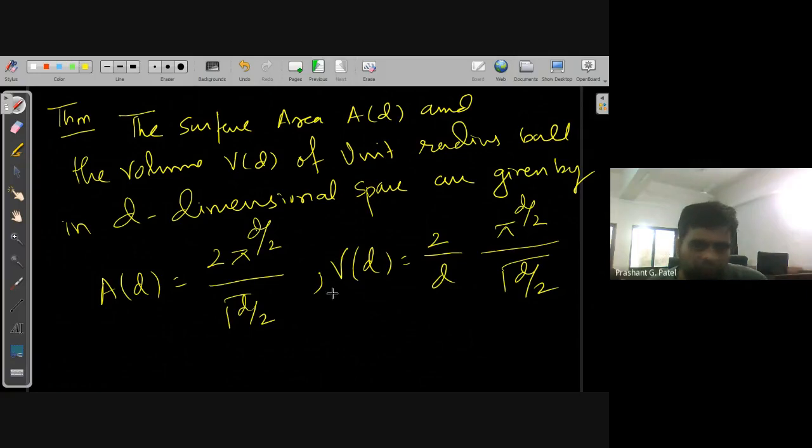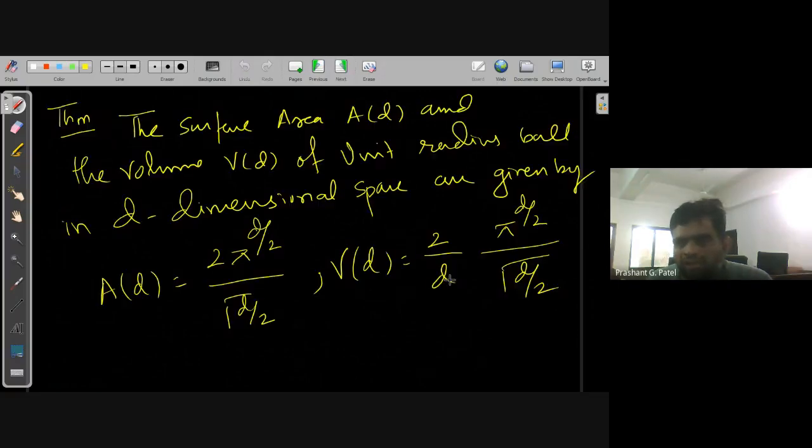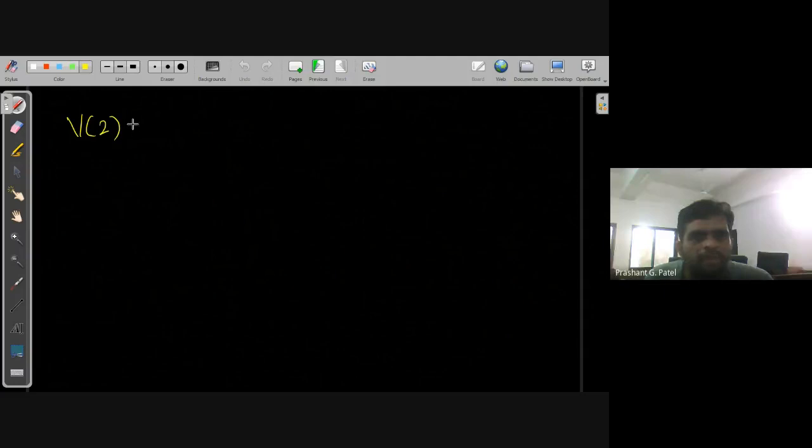And you can verify, if you want, the formula for V_2. What will be V_2? That means D equal to 2. Here, if I put D equal to 2, this 2 will cancel out. Pi raised to 2 by 2 gives me pi. Then the denominator is gamma of 2 by 2, which is gamma 1, and gamma 1 is 1. So that means this gives me pi.